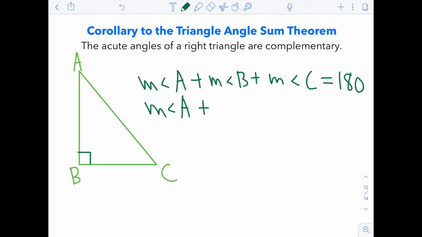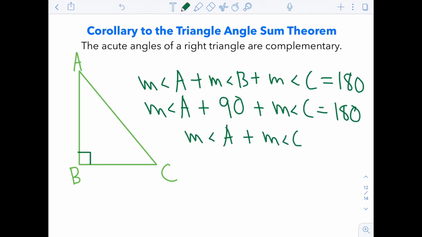So the measure of angle A plus 90 plus the measure of angle C equals 180. And if I subtract 90 from both sides, I'm going to get that the measure of angle A plus the measure of angle C equals 90. And those are the two acute angles in the right triangle. And as you can see, they're complementary because they add to 90. And we easily prove that using the triangle angle sum theorem. So that's why it's called the corollary to the triangle angle sum theorem.